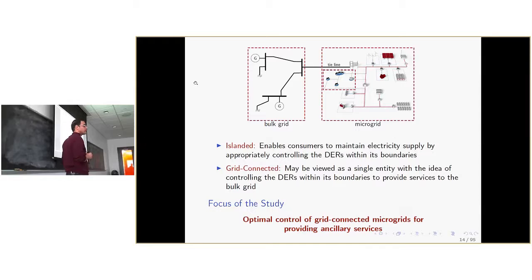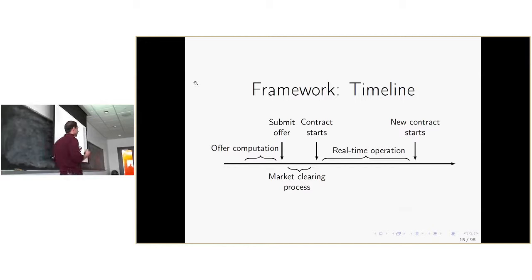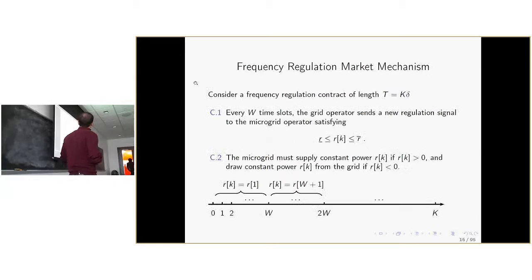What is the timeline? What is the framework? Here is the timeline framework. The microgrid operator needs to compute its offer, how much downward or upward regulation it can provide for the bulk power system, and then submits the offer to the energy and regulation market. The market gets cleared, and then in real time we have to respond to regulation signals sent by the operator.